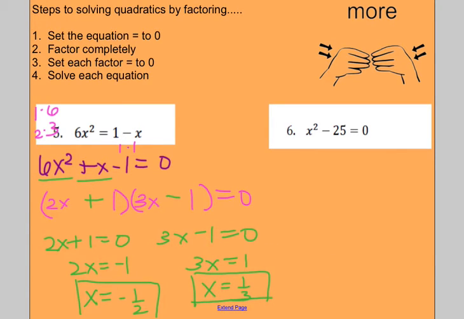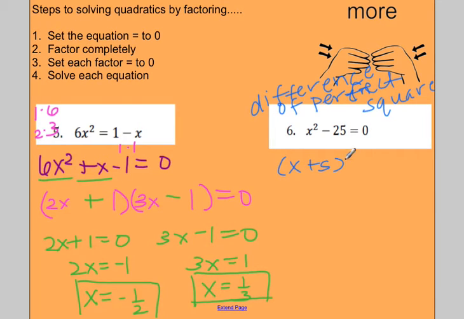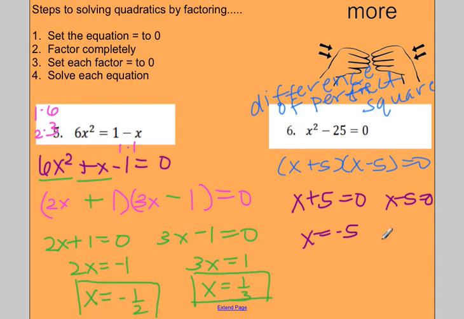Looking at example 6, I want to notice that this is our difference of perfect squares. You need to get used to recognizing that one. Perfect squares. Because the square root of 25 is 5. So remember I set it up. It's going to be x plus 5 and x minus 5 equal to 0. Take each piece, set it equal, and we'll solve. So x equals negative 5 and x is equal to 5. Those are my two zeros for number 6.